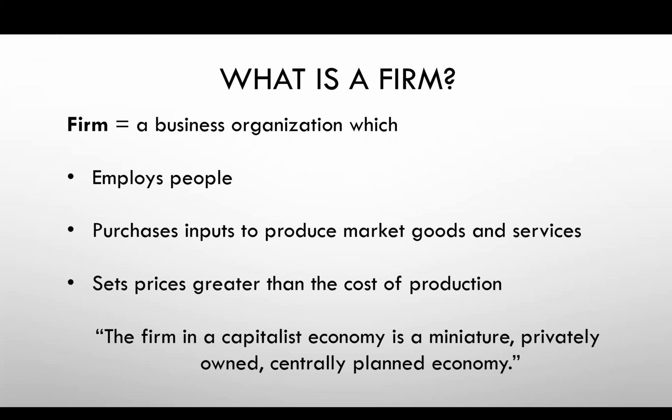So, from the perspective of firms, a firm is a business organization which employs people, purchases inputs to produce market goods and services, and sets prices greater than the cost of production. In a free market economy, the principal aim of a firm is to maximize its profits for shareholders. So they need to lower their cost of production and increase their revenue. So the firm is described in a capitalist economy as a miniature, privately owned, centrally planned economy.